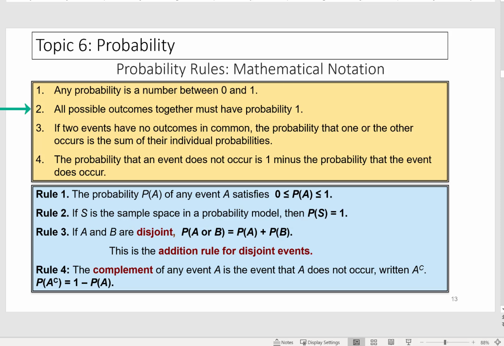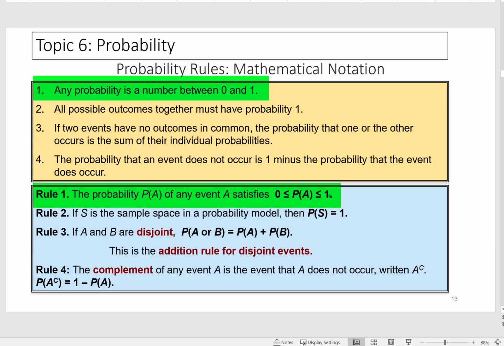All possible outcomes together have a probability of 1. Now, if two events have no outcomes in common, the probability that one or the other occurs is the sum of the individual probabilities. And the fourth rule is the probability that an event does not occur is 1 minus the probability that the event does occur. So let's see what those rules look like. Those are the words of it.